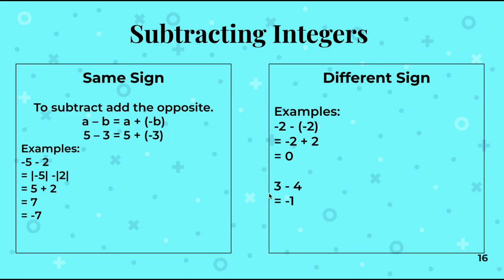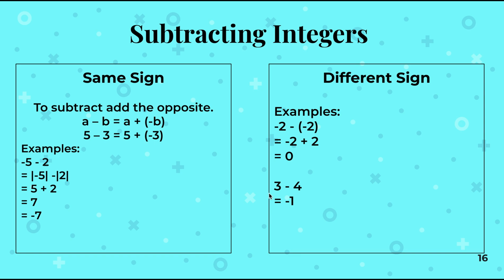Subtracting integers. If they're the same sign, we subtract to add the opposite. So a minus b equals a plus -b. 5 minus 3 equals 5 plus -3. For example, as we can see, -5 minus 2. We take the absolute value of both of them, change the sign in the middle. 5 plus 2 is 7. Since the signs are both negative, we put the negative sign in front and we get -7 as the answer.